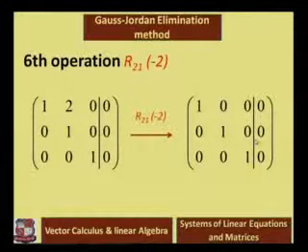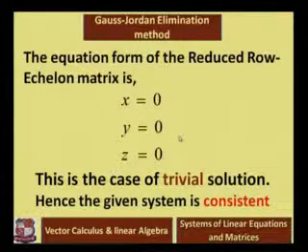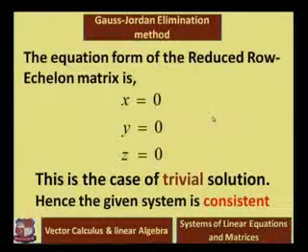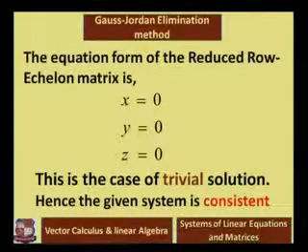So this is the required reduced row echelon form, and writing this reduced row echelon form in equation form, we get x is equal to 0, y is equal to 0 and z is equal to 0, and that is the case of the trivial solution, meaning all the unknowns become 0. And we get the solution, so that is the case of a consistent system. And so I think this lecture is helpful to all the students, and I stop here.